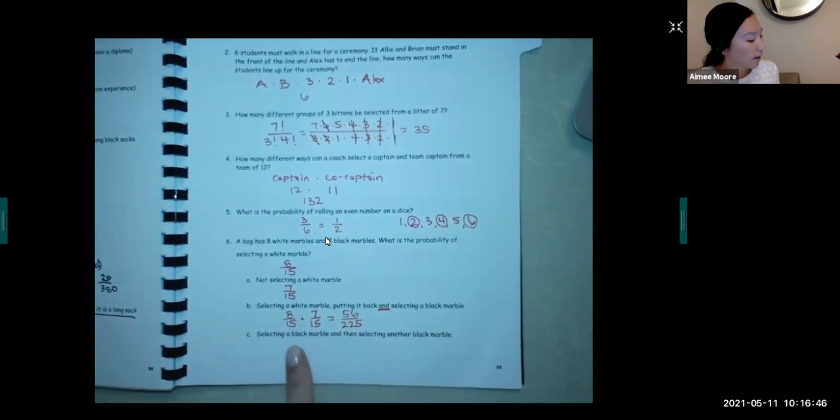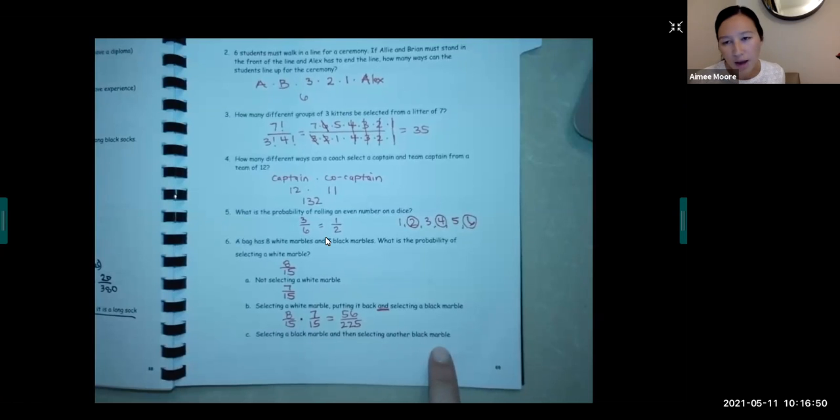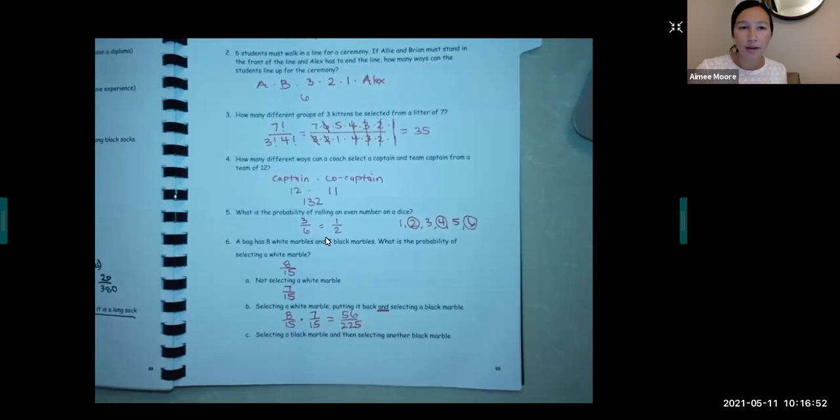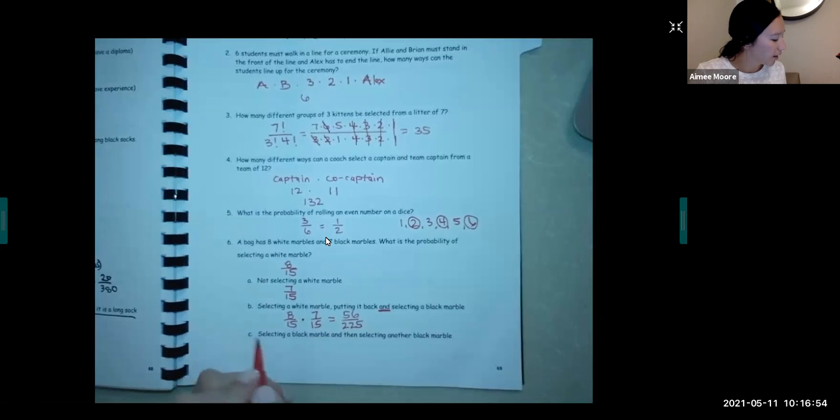Okay, and then Jade, you're right for C. So this one says selecting a black marble and then selecting another black marble. So it doesn't tell us that they put it back, so one less is going to be there. So the probability of selecting a black marble is 7 out of 15. And then the probability of selecting another black marble, Jade, do you know what that's going to be?